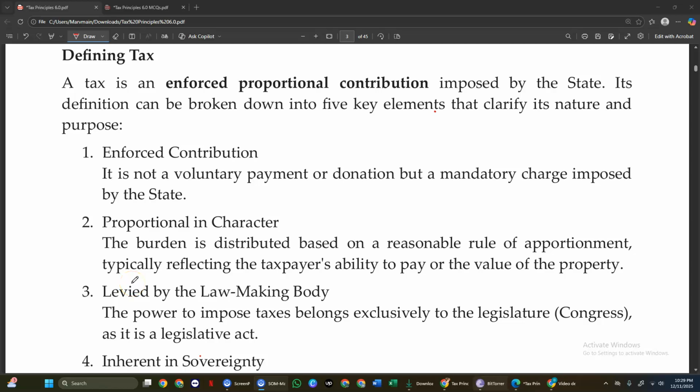In defining tax, we are going to emphasize important points of the elements of the definition. First is we have this enforced contribution. That would mean that the tax is not voluntary.